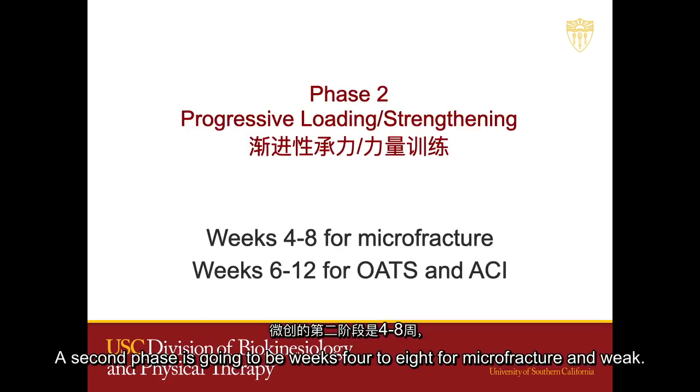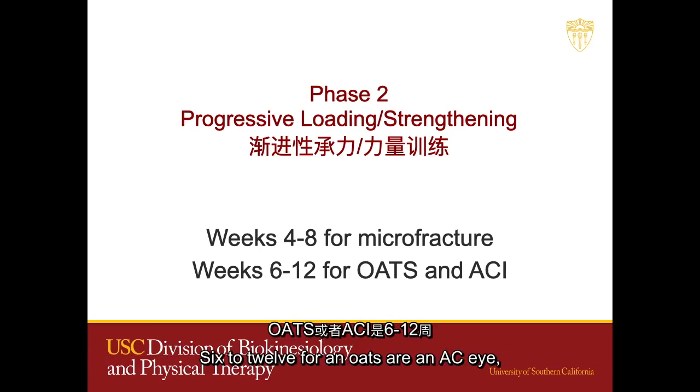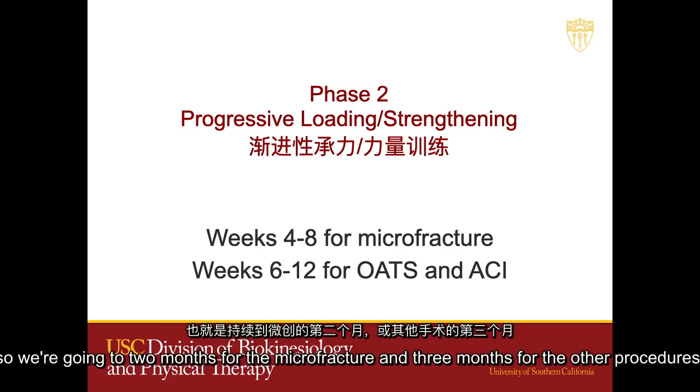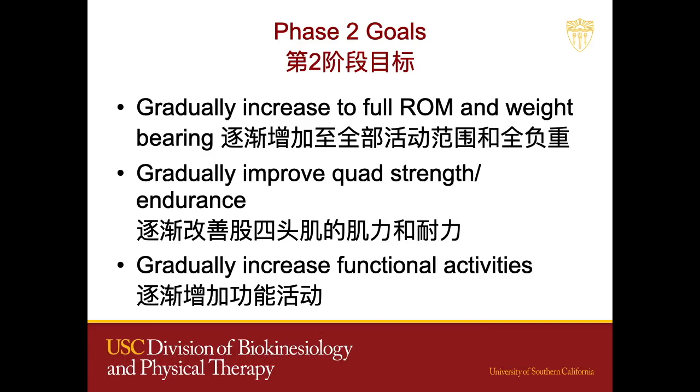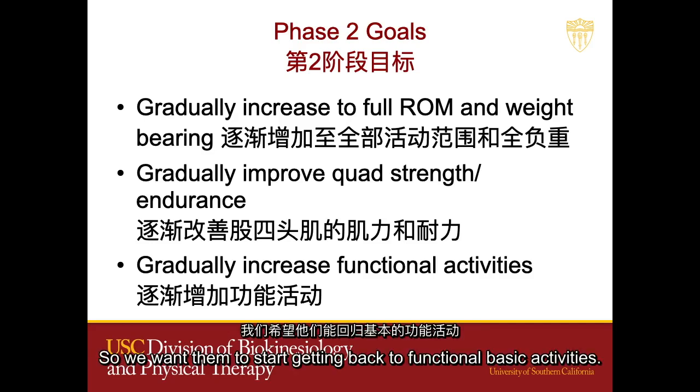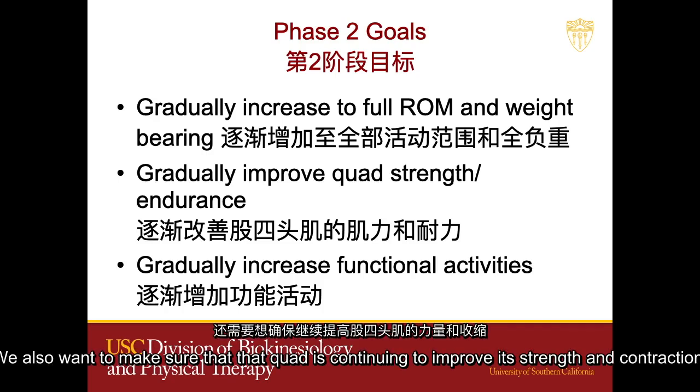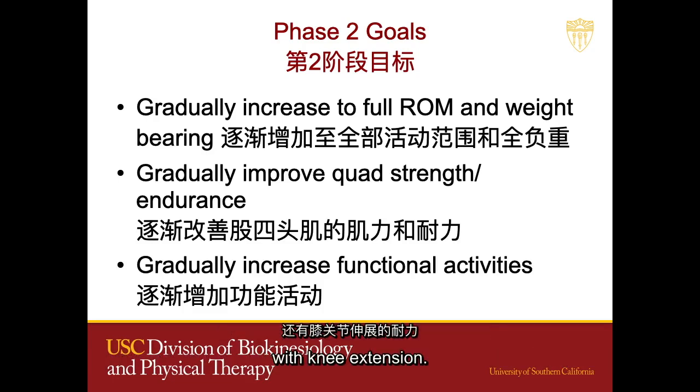Second phase is going to be weeks 4 to 8 for microfracture and weeks 6 to 12 for an OATS or an ACI. So we're going to 2 months for the microfracture and 3 months for the other procedures. Our goals during this period of time are to start really increasing weight bearing and improving gait. So we want them to start getting back to functional basic activities. We also want to make sure that that quad is continuing to improve its strength and contraction, as well as endurance with knee extension.